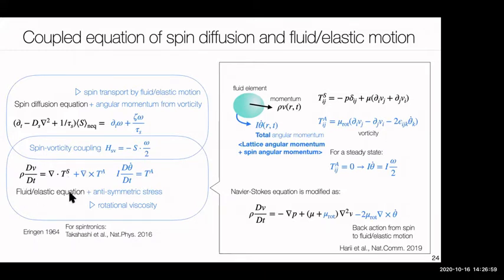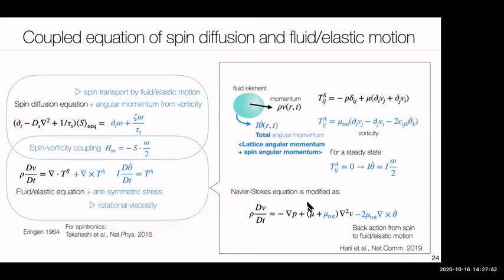Usually, for instance, the Navier-Stokes equation is nothing but this part. But in our case, in the presence of the spin vorticity coupling, we consider the linear momentum as well as the angular momentum of the fluid element, which means we must introduce the anti-symmetric part of the stress tensor, which describes the relaxation of the spinning motion of the fluid element to the vorticity field.